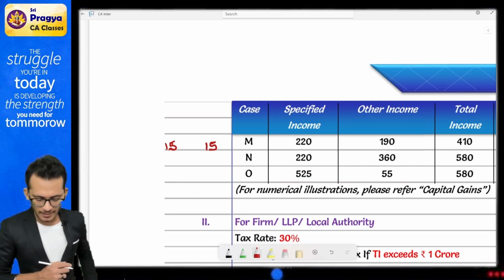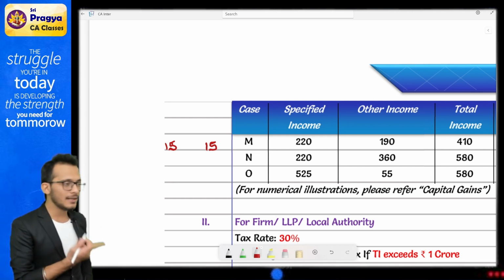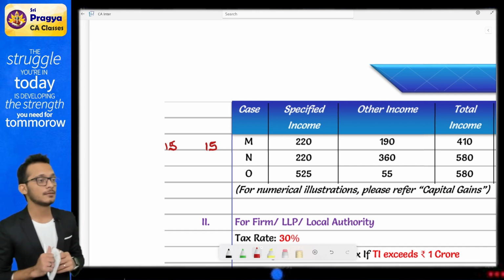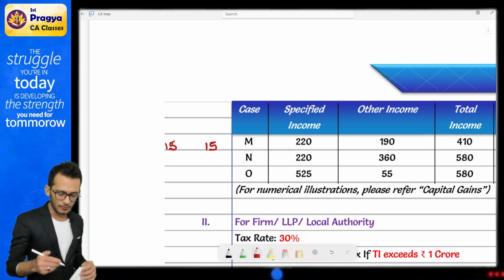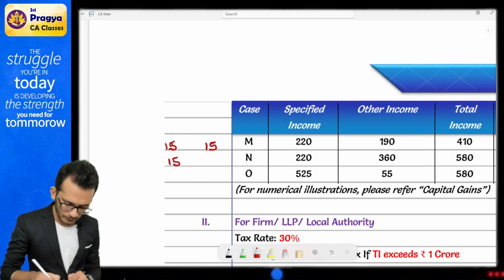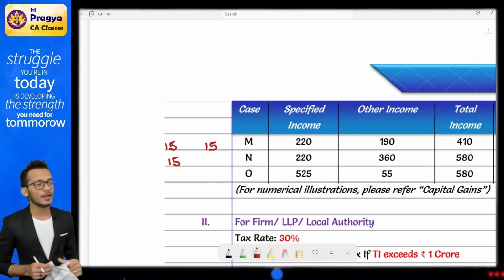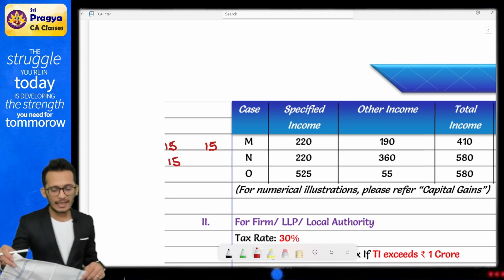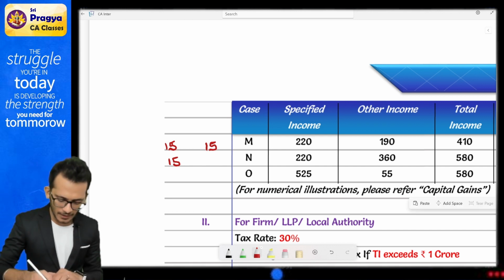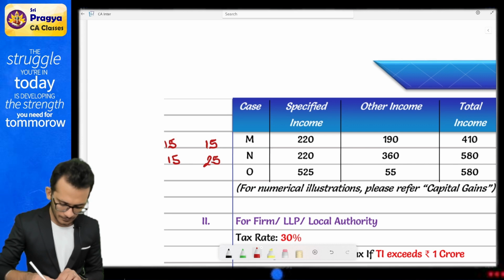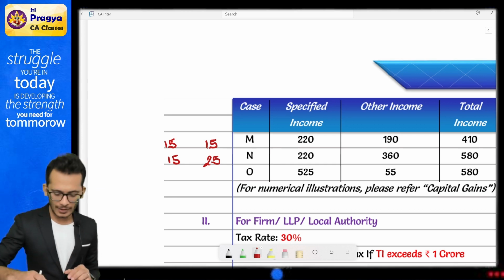Yes. Then they're coming and saying in the next column it is 220 and 360. Standalone basis it is 220, which means 15. 360 is 25. Why, Rahul? Because while the overall income may be 5 crores, I cannot pay tax on the other income at that rate. So therefore it will become 25.